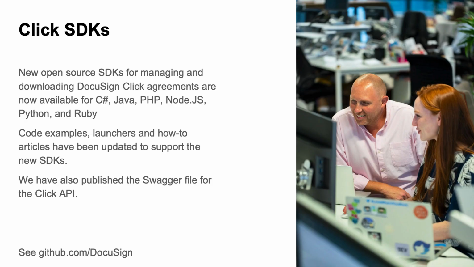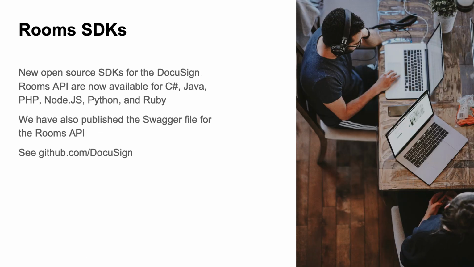Open source Click SDKs are now available for C#, Java, PHP, Node.js, Python, and Ruby. Our code examples, launchers, and how-to articles all were updated to support the new SDKs. We have also published a Swagger file for the API. The Click API is an alternative to the DocuSign web app for managing your Click wraps and downloading completed Click wrap agreements. The JavaScript Click API used to implement a Click wrap agreement on your website is separate.